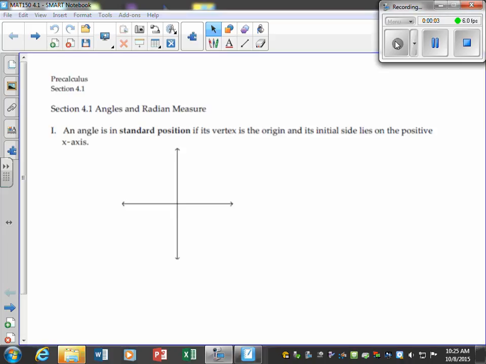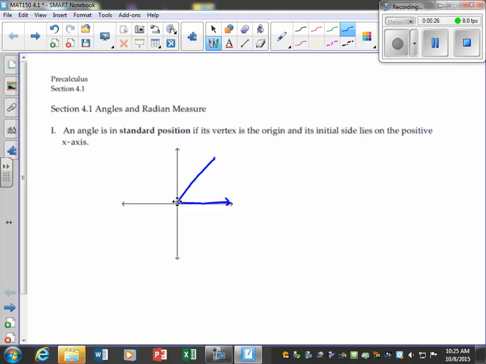Alright, in this section we're going to talk about angles and radian measure. An angle is in standard position if its vertex is the origin, which remember the origin is here, and its initial side lies on the positive x-axis. So let's say this is our initial side, and we're going to say this is our terminal side.